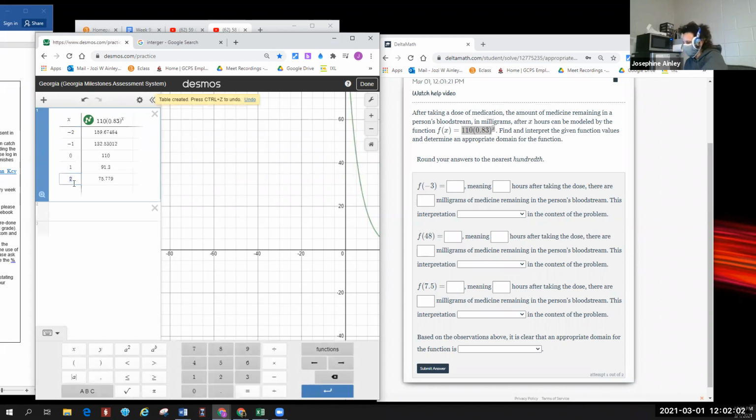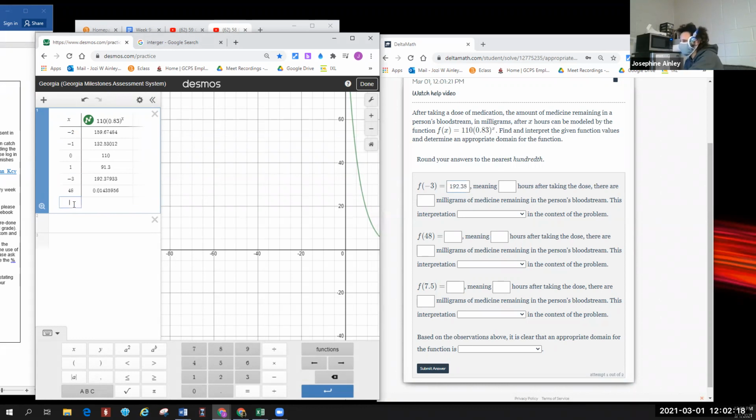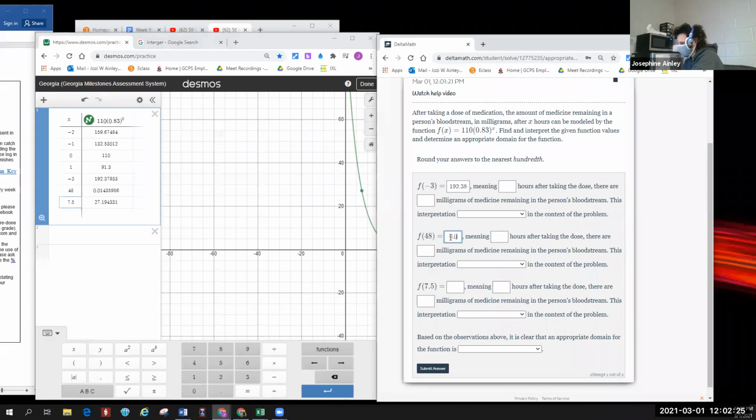I need -3, which is, does it say round anything? Round to the nearest hundredth. Okay, so 2 numbers after the decimal, so it'd be 192.38. All right, then we need 48, and we need 7.5. So 48, 2 numbers after the decimal, 0.01. 7.5, 2 numbers after the decimal, 27.19. All right, meaning, now let me read the question.